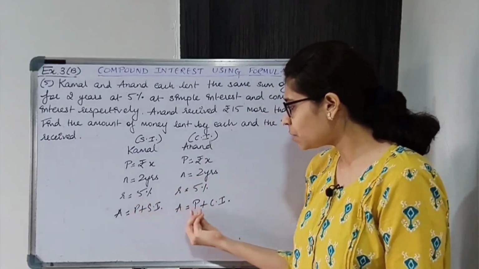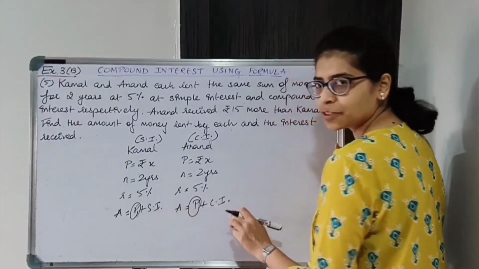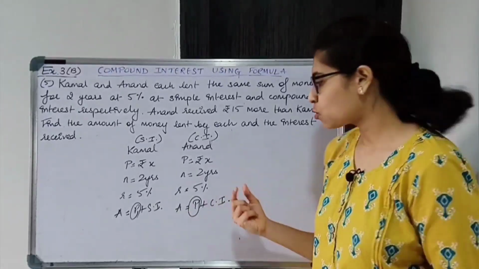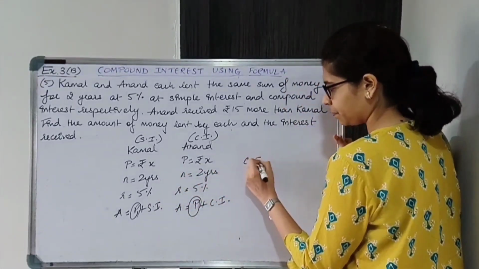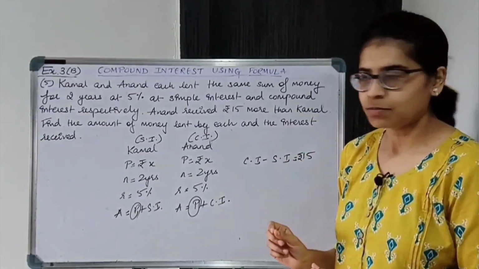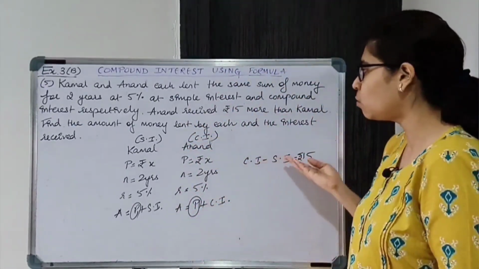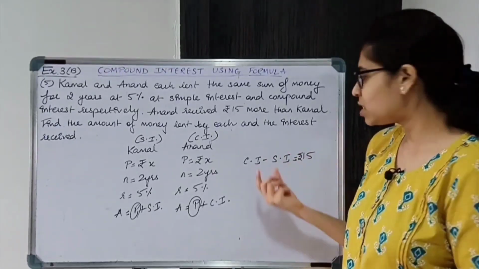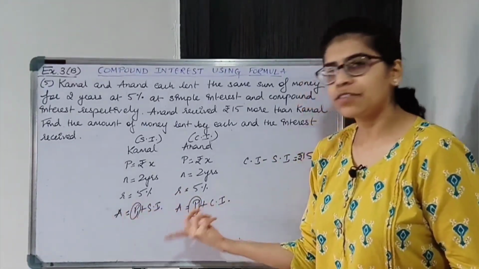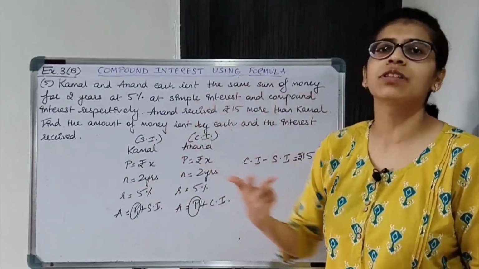Both are investing same principal, that is same. The difference is only in interest. Okay, so the difference in amount is nothing but the difference in interest. Okay, so CI minus SI is equal to 15 rupees. Okay, so Anand received rupees 15 more in interest than what Kamal received. Okay, so CI minus SI will be 15 rupees. Okay, so the difference in amount is nothing but the difference in interest, because over here all three are same: the principal, the rate of interest, the time period.